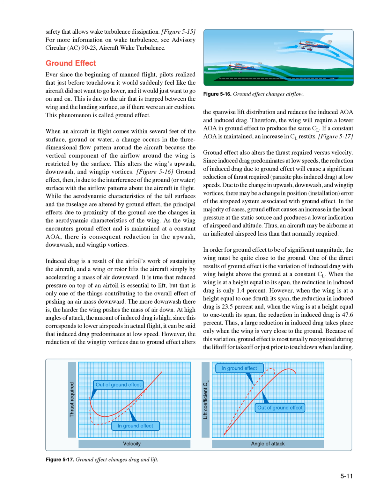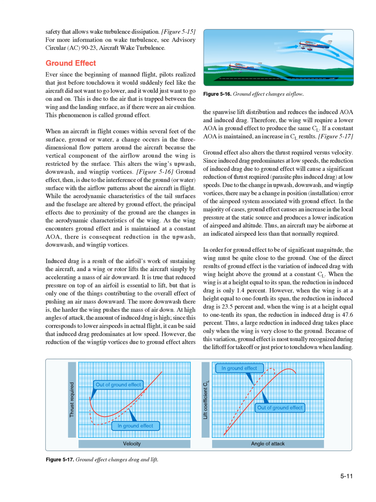In the majority of cases, ground effect causes an increase in the local pressure at the static source and produces a lower indication of airspeed and altitude. Thus, an aircraft may be airborne at an indicated airspeed less than that normally required. In order for ground effect to be of significant magnitude, the wing must be quite close to the ground.